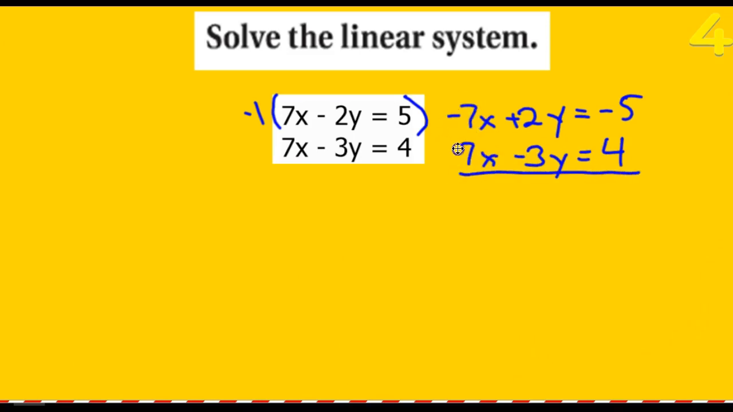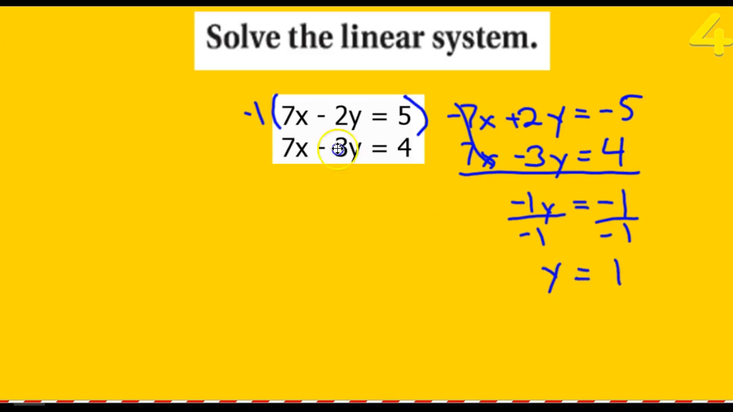Negative 7 plus 7 gives us 0. 2y plus negative 3 gives us a negative 1y. And negative 5 plus a negative 4 gives us a negative 1. If we divide by negative 1, we get y equals 1.